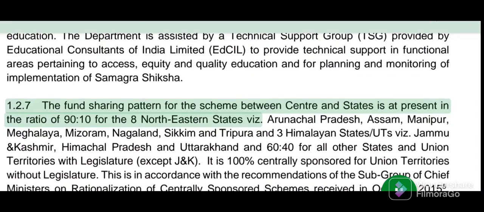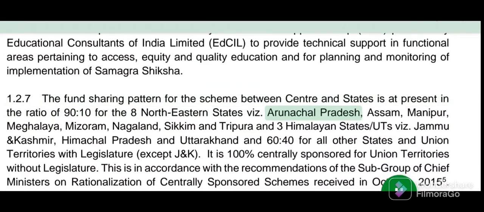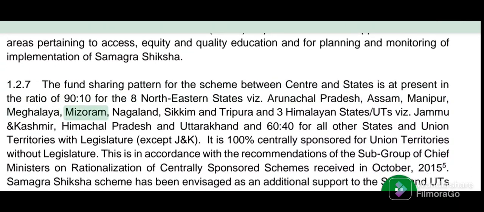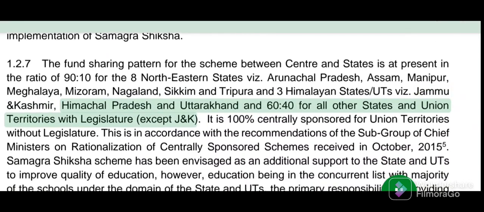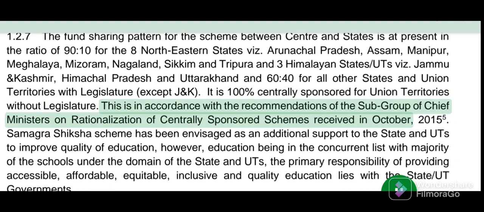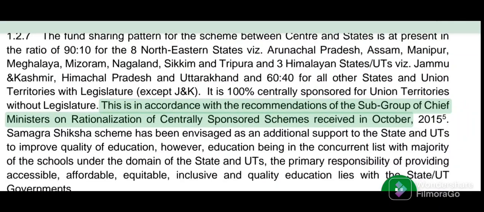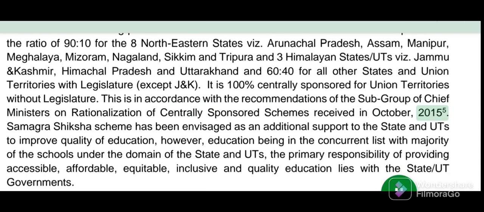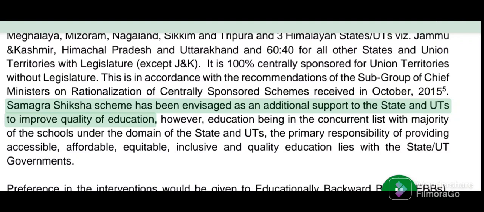1.2.7 The fund sharing pattern for the scheme between centre and states is at present in the ratio of 90:10 for the 8 northeastern states, viz. Arunachal Pradesh, Assam, Manipur, Meghalaya, Mizoram, Nagaland, Sikkim and Tripura, and 3 Himalayan states/UTs, viz. Jammu and Kashmir, Himachal Pradesh and Uttarakhand, and 60:40 for all other states and union territories with legislature except J&K. It is 100% centrally sponsored for union territories without legislature. This is in accordance with the recommendations of the subgroup of Chief Ministers on rationalization of centrally sponsored schemes received in October 2015. Samagra Shiksha scheme has been envisaged as an additional support to the states and UTs to improve quality of education.